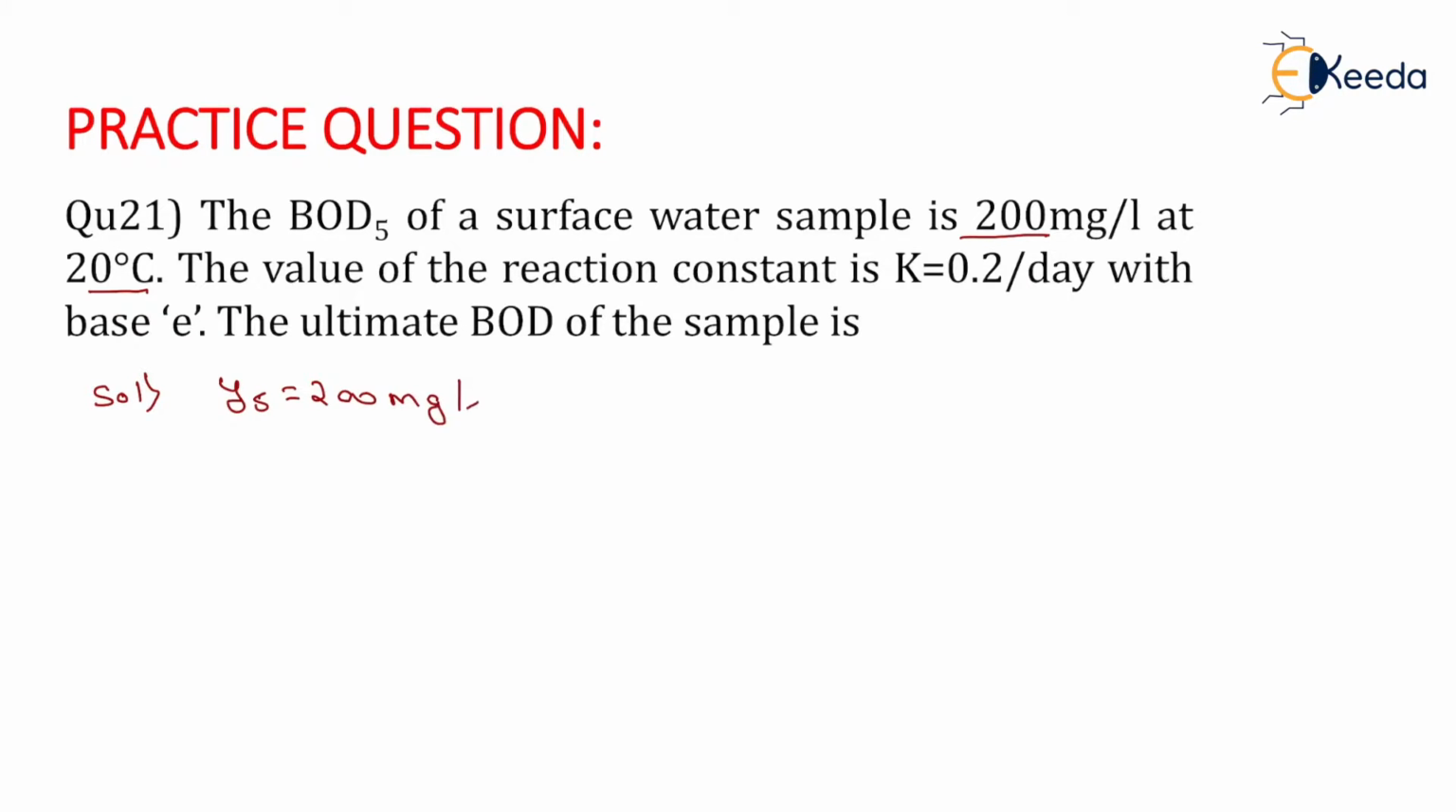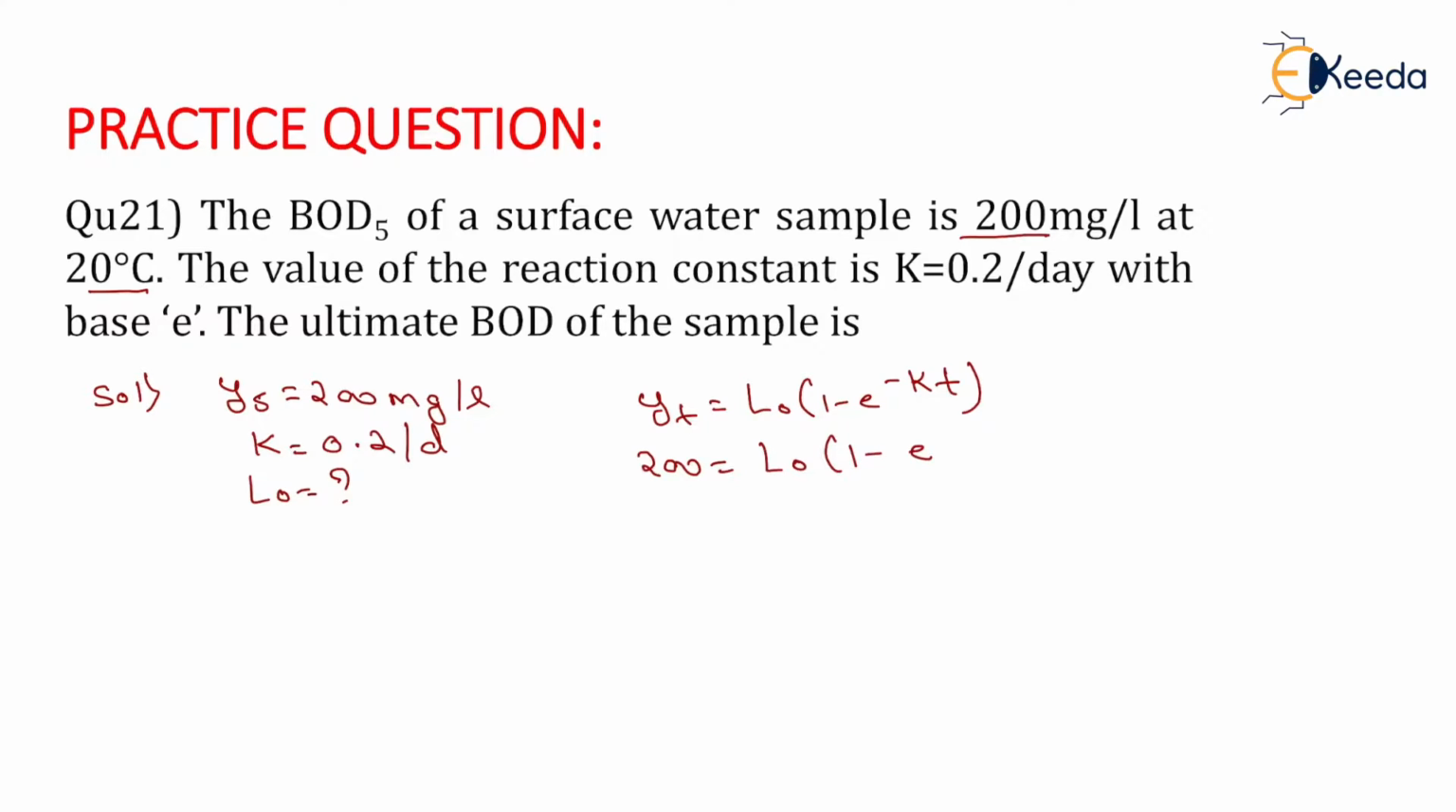Now, the value of the reaction constant is K equals 0.2 per day. It means the K value is also given as 0.2 per day. Now, we need to compute the ultimate BOD, that is L0. We know the formula of Yt, which is equal to L0 times (1 minus e to the power minus kt). We have the Y5 value, which is 200 milligram per liter, and we need to compute the L0 value.